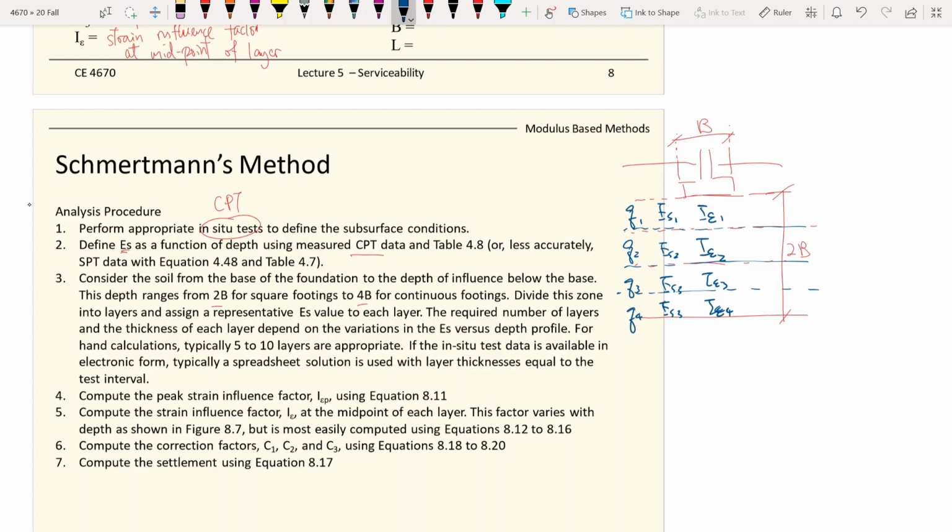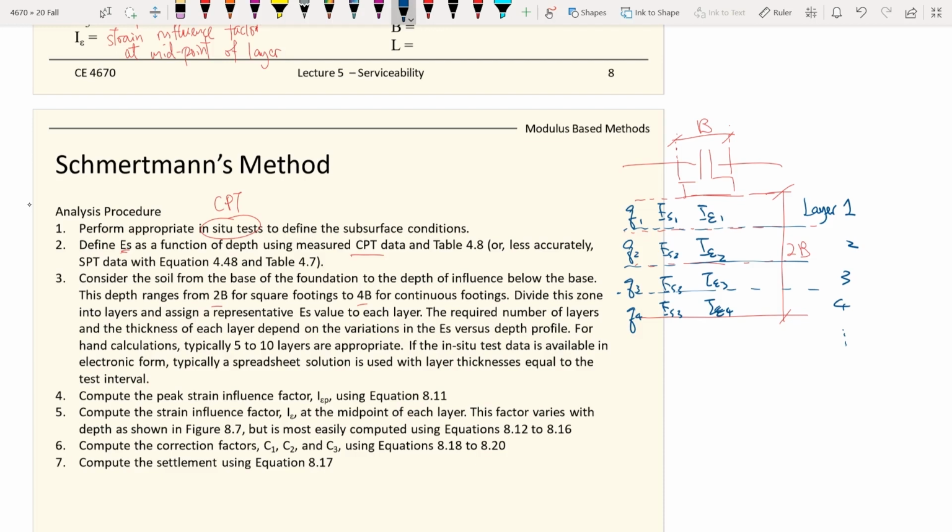So those are parameters you need to find out for each layer. This is layer 1, layer 2, layer 3, layer 4, and so on, up to the boundaries that you define at the beginning. But how many sublayers you need depends on your modulus values, and also depends on how you measure them.